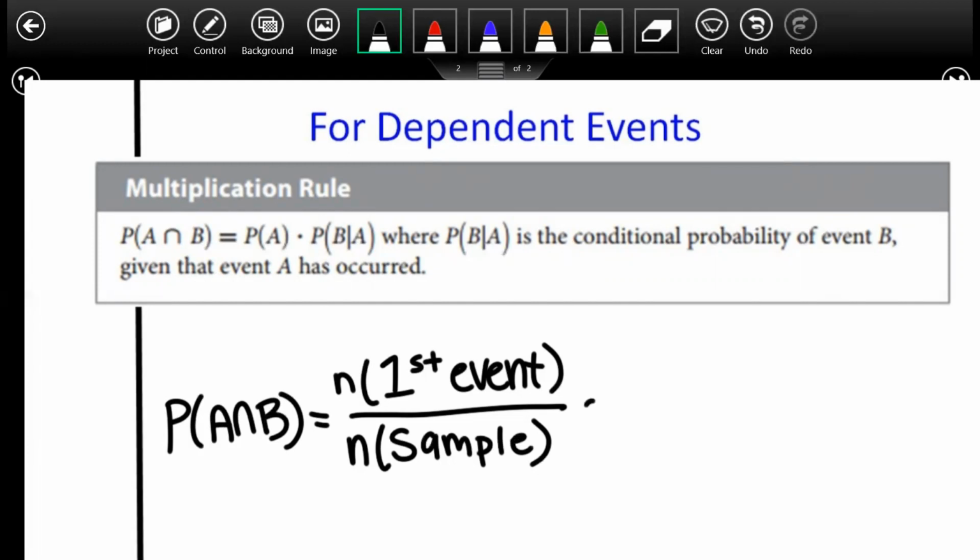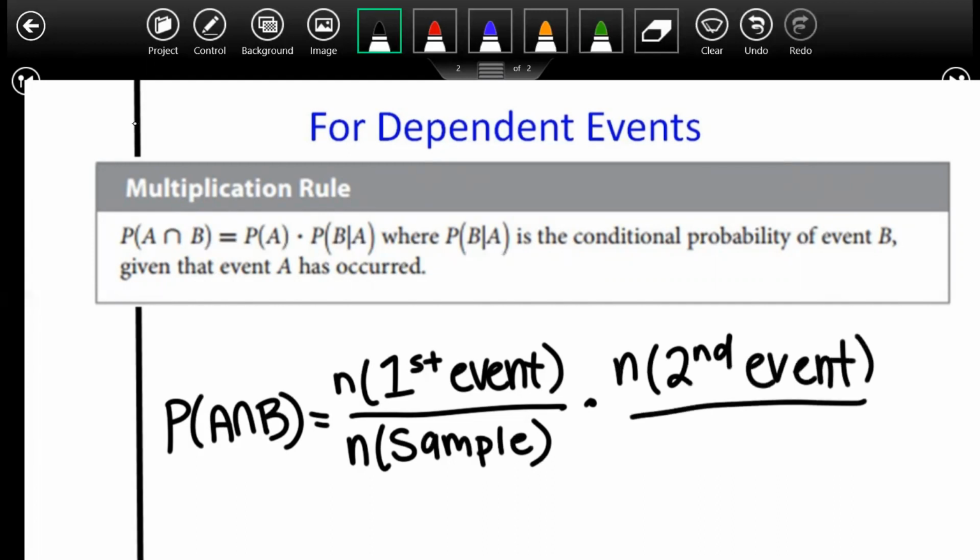The way that we're going to look at the second one is very, very similar. We're looking at the number of events inside the second event, over the number in the sample minus 1. And this is conditional based on choosing not the same color. And we'll kind of get to that.